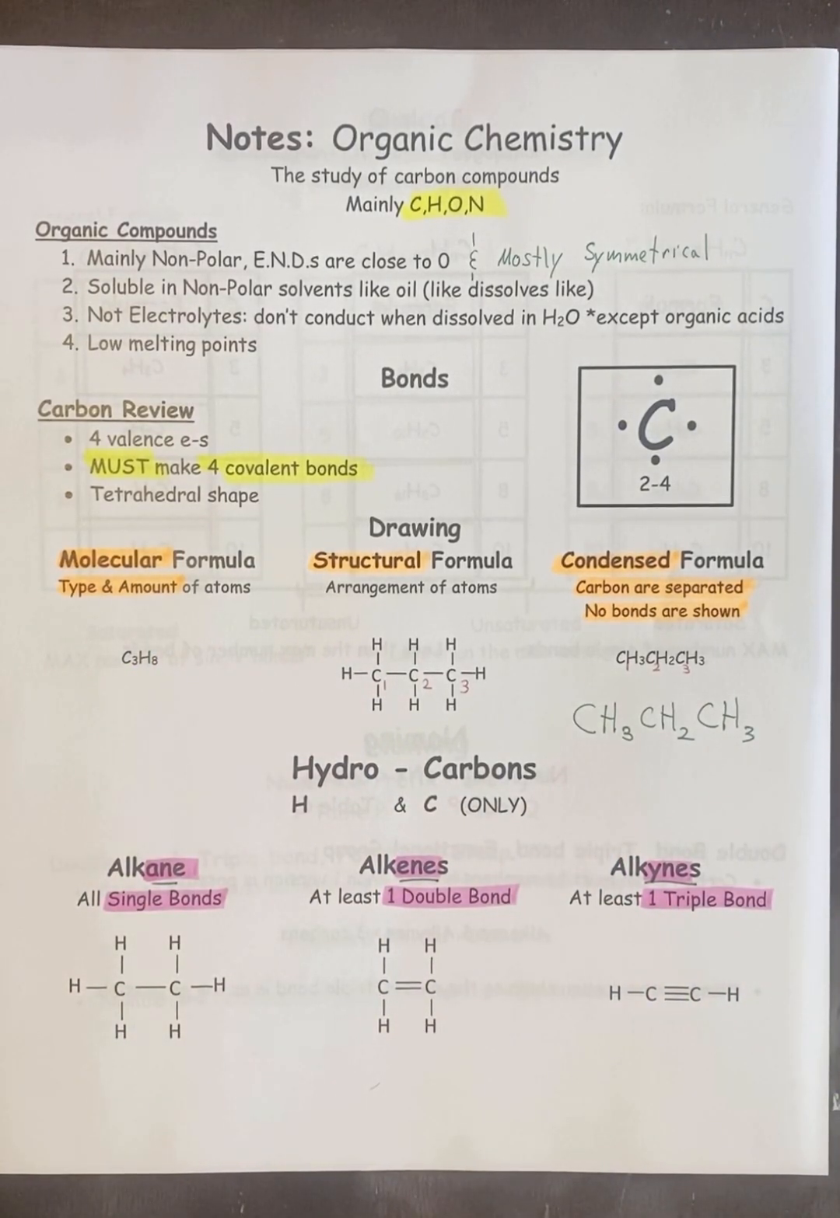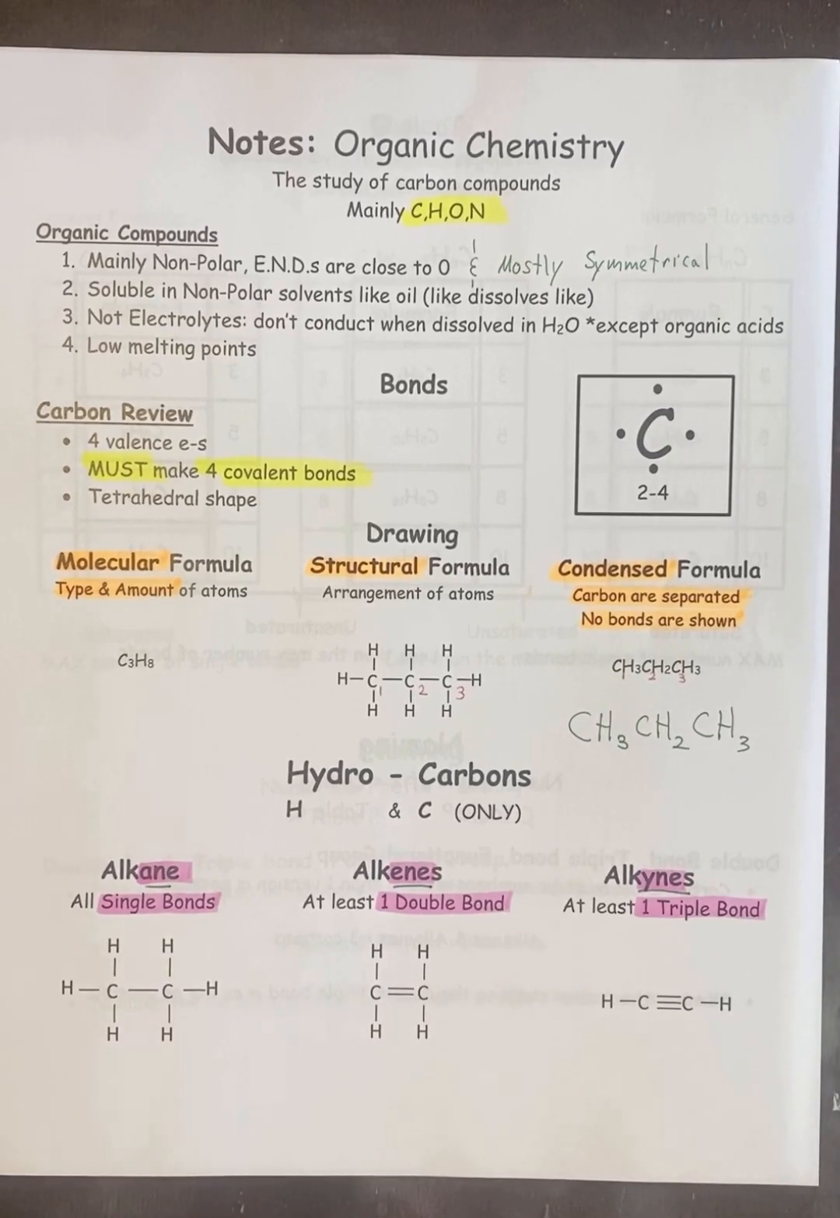Now, the next thing we're going to do is what's called hydrocarbons. So hydrocarbons are just H and C only. There's nothing else in them. Otherwise, they wouldn't be called a hydrocarbon. There are 3 types. There's the alkanes, the alkenes, and the alkynes. And depending on their last name, it tells you how many bonds are in them.